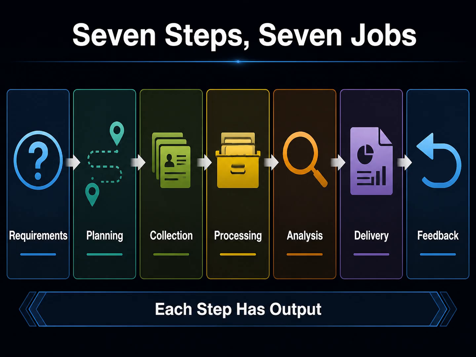Let's make the 7 steps very plain. Requirements means the question you actually need to answer. Planning means deciding which sources to check, in what order, what is out of scope, and when to stop. Collection means gathering lawful public material. Processing means turning that material into something usable: links, screenshots, timestamps, labels, and notes.